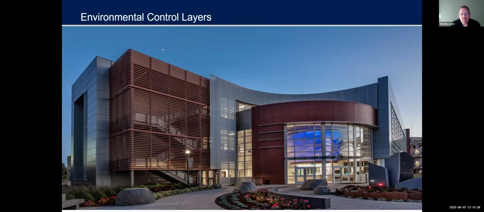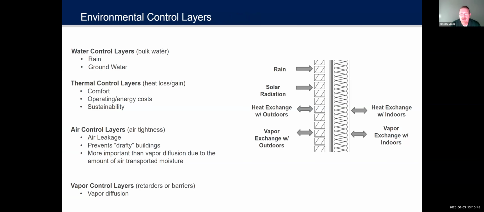So let's talk about those environmental control layers and what we need to think about whenever we're designing walls. First, of course, we have to control water, the bulk water, rain, groundwater, that sort of thing. Then we also need to deal with thermal control, heat loss or gain. We need to deal with air control, air tightness. We always talk about in modern building design, tight buildings, and that's what we mean, that tightness.